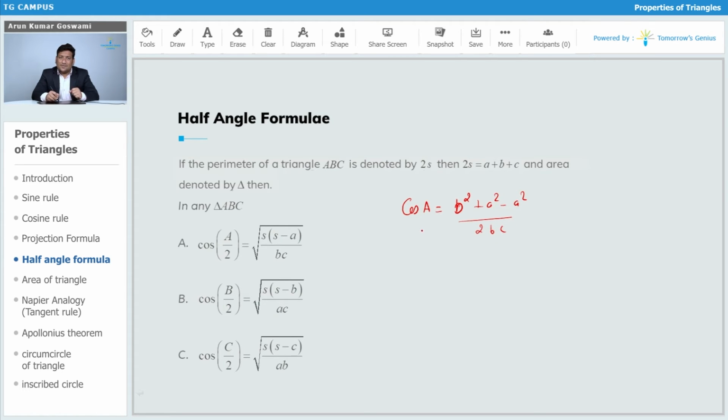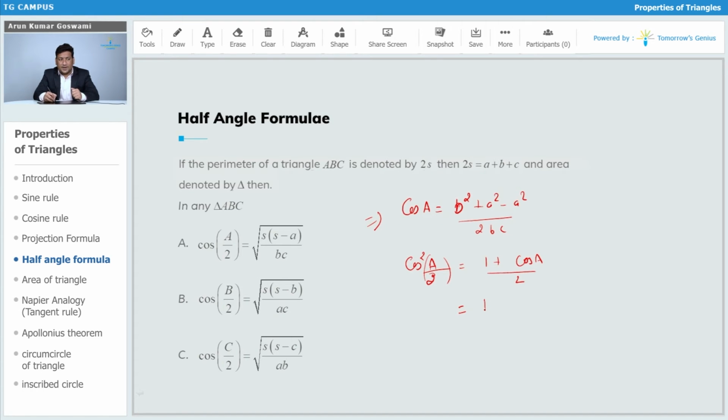To make this a half angle, first of all you have to bring cos A by 2. So can we say that cos square A by 2 is nothing but 1 plus cos A whole by 2? Yes, we have this formula. Cos square A is nothing but 1 plus cos 2A divided by 2. Here I am taking the half angle: cos square A by 2 is nothing but 1 plus cos A by 2. We know the cos A value already, so we can substitute this value here.